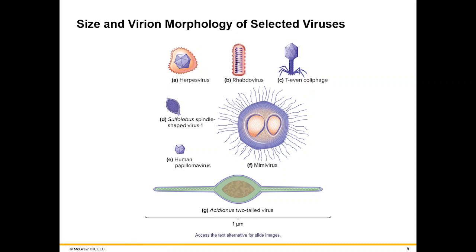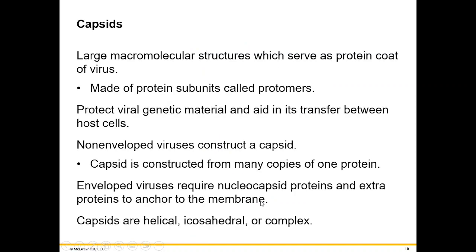So the sizes vary also. We have a herpes virus, the rhabdovirus, and the T phage or the E. coli phage. These are quite small. A very small human papillomavirus. You have the Sulfolobus spindle-shaped virus and a quite large mimivirus. And then we can also have a two-tailed virus.